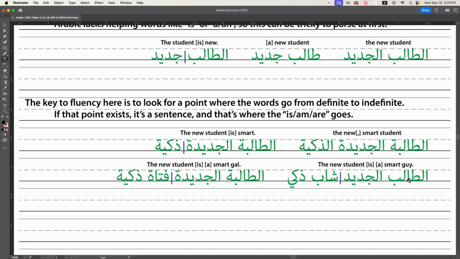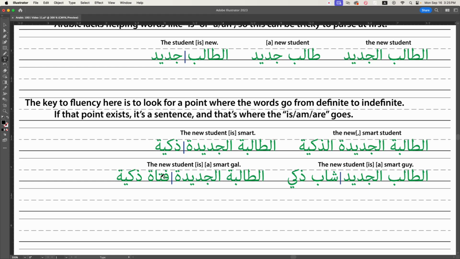This just reads the student, the new guy, smart, which if you're very, very new to Arabic can be a little bit confusing, especially when we get into definite words that don't have alif lam on them. But if you keep your head about you, you can just go through the sentence and say, does it go from definite to indefinite? Yes, it does, and it's right here, and that's where our is or am or are is going to go. So in English, we'd say the new student is a smart guy with a period and a capital letter. نفس الشيء هنا, same thing over here.